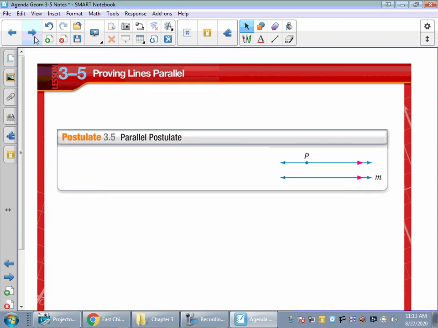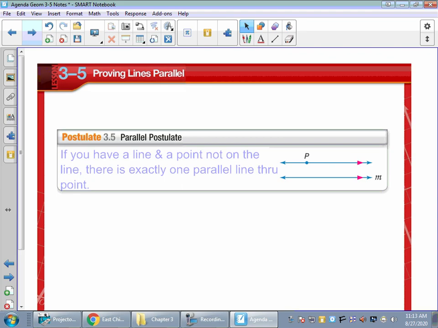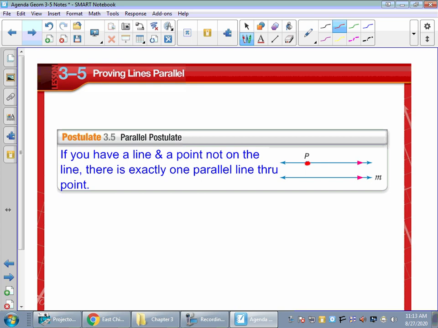Another one here, the parallel postulate, basically tells you that if you have a line and a point that's not on that line, there's exactly one parallel line through the point. Okay, so it makes sense. We have a line M, and then you've got this point here, P. Well, there's only one line that can go through P that would be parallel to M, because any other line that goes through P at some point is going to cross M, right? So if it crosses, it's not parallel. Any other line you draw that goes through P will at some point cross M, except for the one that's parallel. So it has exactly one parallel line through that point.